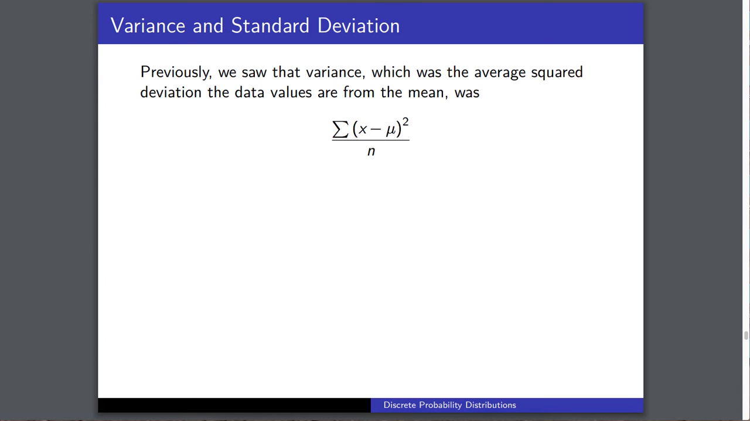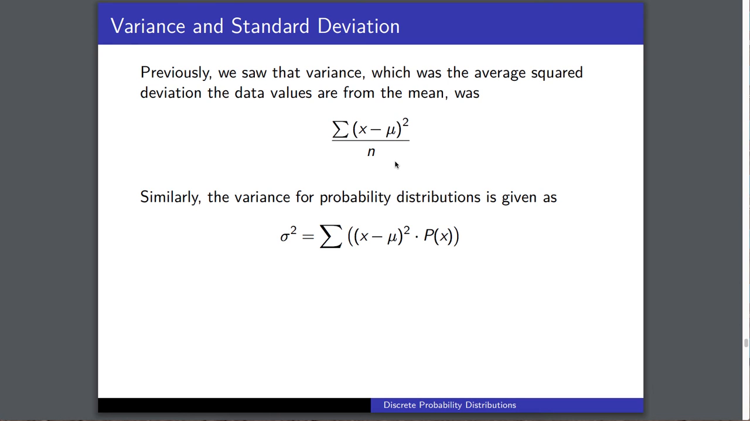So previously, when we talked about measures of spread, we saw that variance, which is the average squared deviation that the data values are from the mean, was the sum of the squared deviation values divided by the number of observations, so n in that case. Again, mu for the population mean, and again, because we are going to be dealing with a probability distribution which takes into account all possible outcomes, we'll be using the population parameters with mu and also with n in the denominator for variance and standard deviation instead of n minus 1 like we looked at for samples.